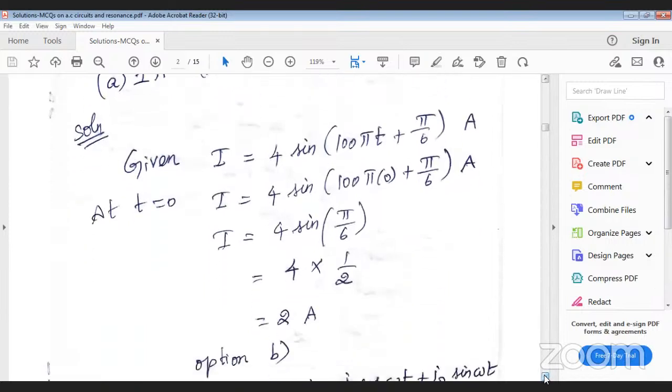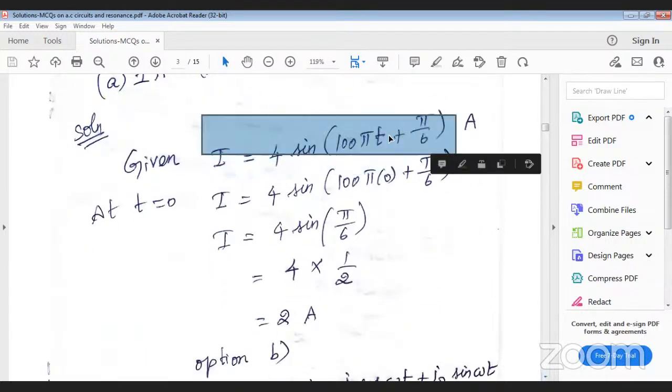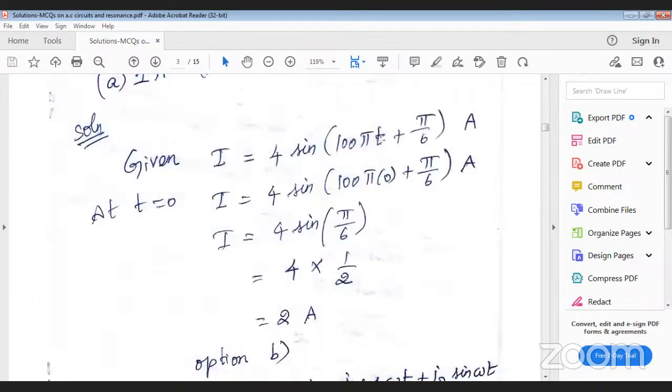At t equal to 0, this is the equation given. Substituting t equal to 0, you will have 4 sin (100 pi into 0 plus pi by 6). This term will vanish, and instead you will get 4 sin pi by 6. Pi by 6 means 30 degrees, and sin 30 degrees is 1 by 2. So 4 into 1 by 2 will be 2 ampere. That is option B.